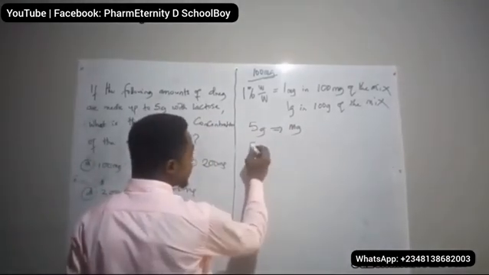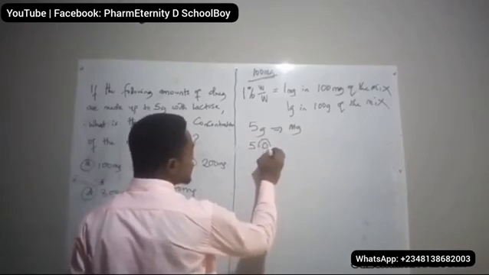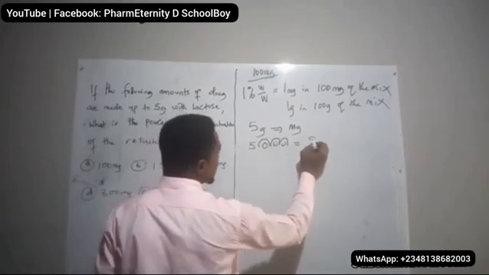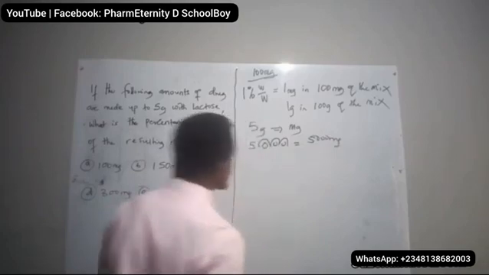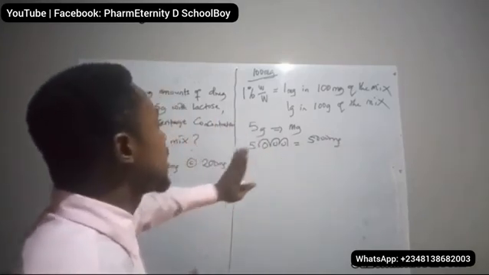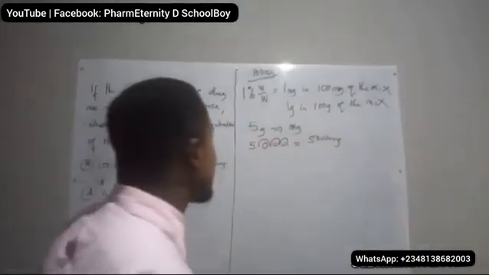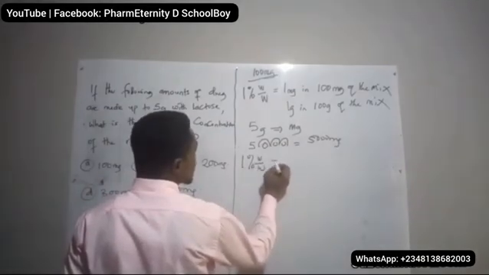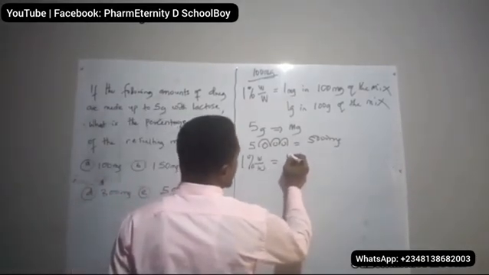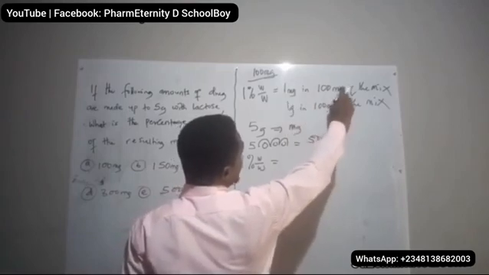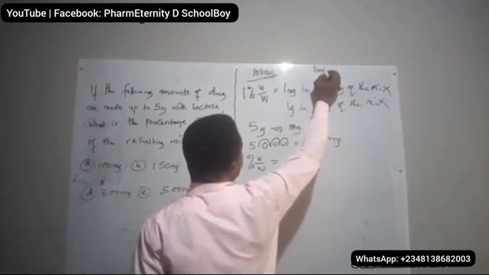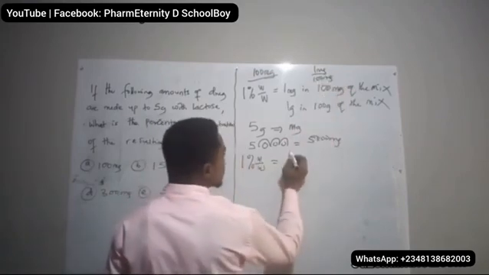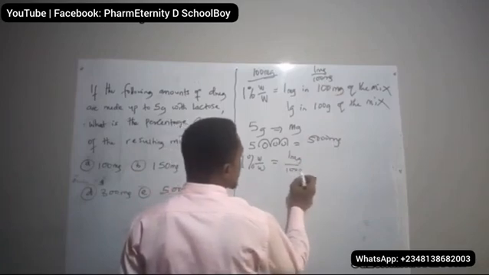So here we go. This is 5.0. We start the first movement, second movement, third movement. So we now have 5,000 milligram. So now 5 grams is equal to 5,000 milligram. We have succeeded in bringing everything to milligram. So we now go back to our formula. If 1% weight per weight is equal to 1 milligram over 100 milligram.